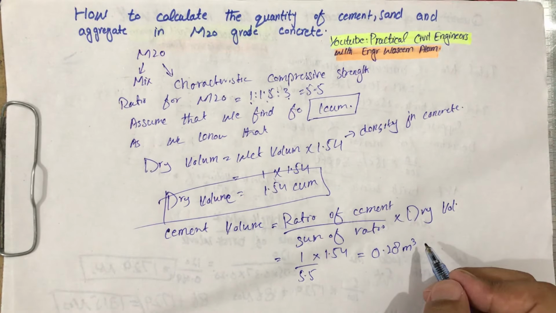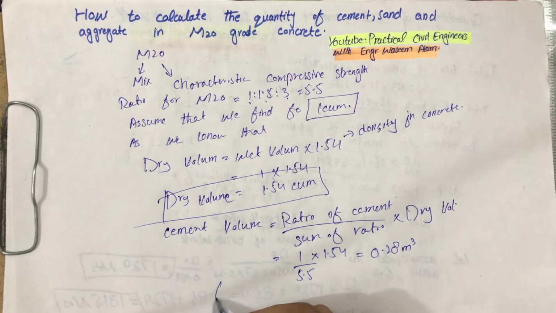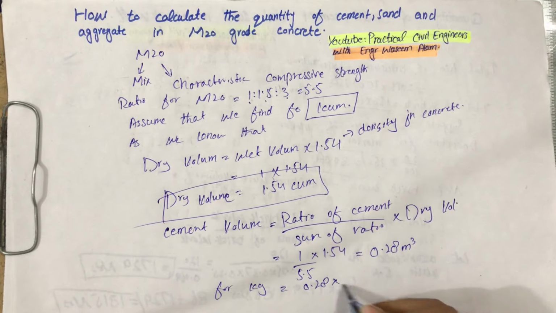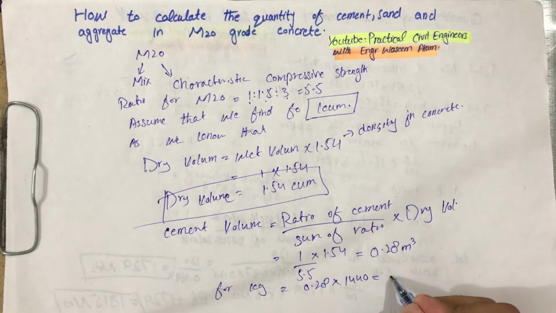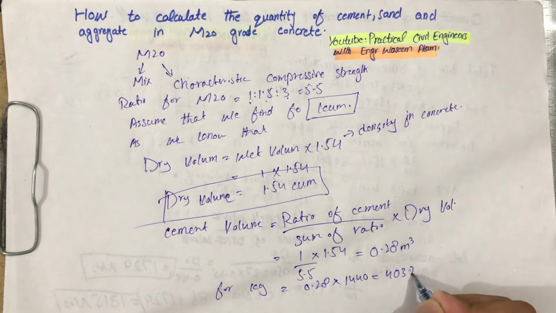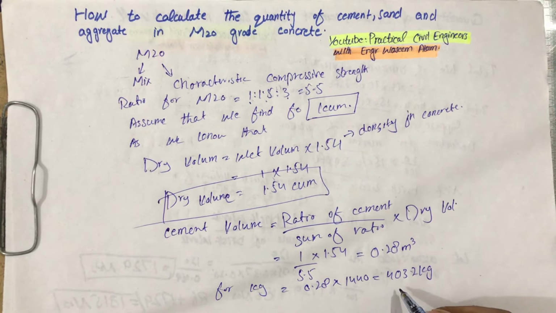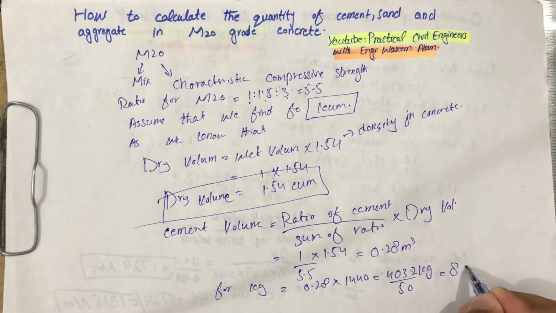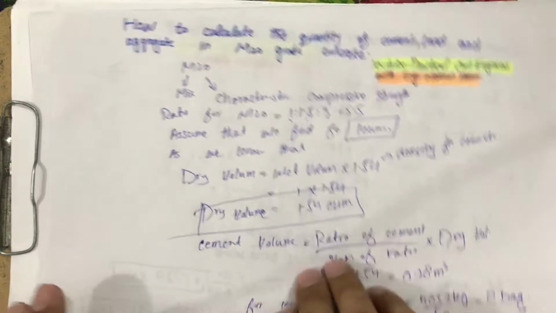Now we have to convert this into kg. Multiply 0.28 with 1440, which is the density of cement. It will give us 403.2 kg. Now we have to convert this into bags. As we know, in one bag we have 50 kg. So divide by 50, and it will give us 8 bags.